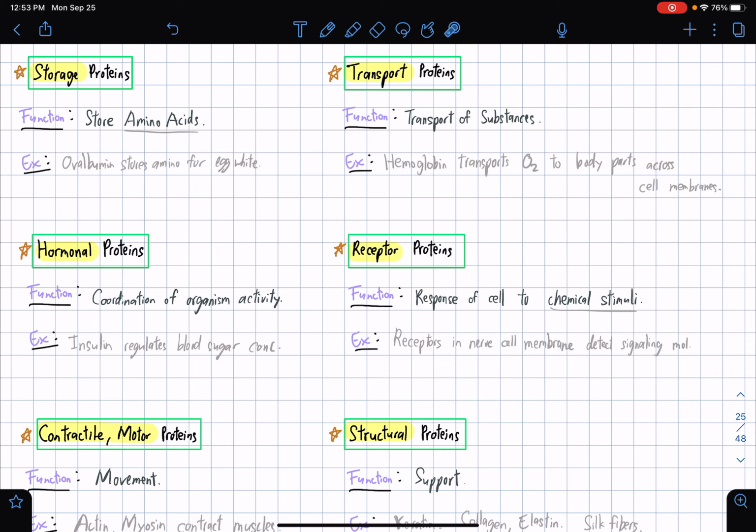Hormonal proteins: coordination of organism activity. Insulin regulates blood sugar concentration. This is related to the topic on cell membrane activity. The pancreatic cells produce or secrete insulin in order to regulate blood sugar concentration. So I think insulin is a hormone, so that's produced by the pancreatic cells, ultimately fueled by proteins, I guess, if I'm right. I hope I'm right.